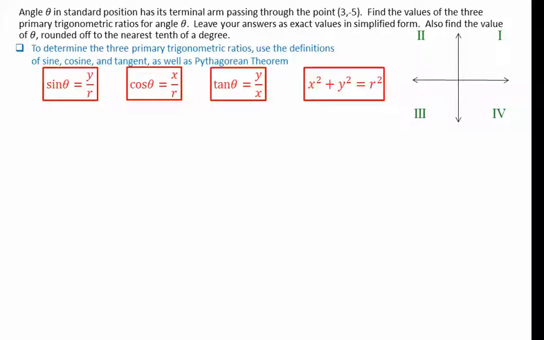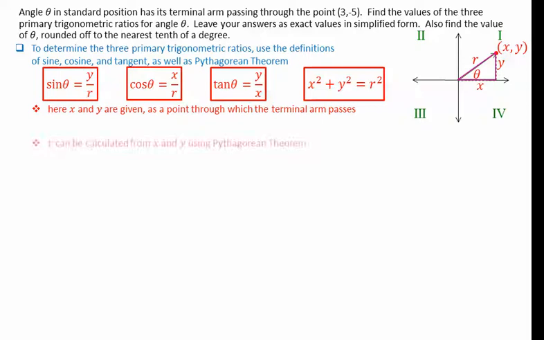Looking at a coordinate grid, drawing our angle theta in standard position with point (x, y) on the terminal arm, we can see that x corresponds to the adjacent side relative to angle theta, y corresponds to the opposite side, and r corresponds to the hypotenuse. Here, x and y are given as a point through which the terminal arm passes. r can be calculated using x and y from the Pythagorean theorem.